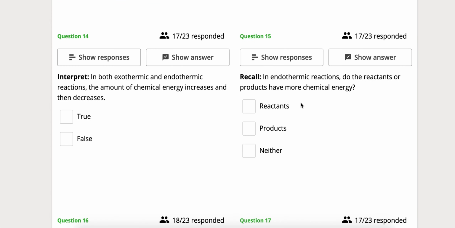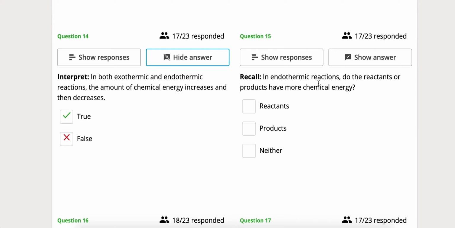So, based on the above, for question 14, in both endothermic and exothermic reactions, the amount of chemical energy increases and then decreases. What we are looking for here is that this is actually true. The reason is that all chemical reactions require activation energy, which is energy from the surroundings that goes into chemical form as bonds break. So chemical energy always increases first. Then chemical energy lowers as these new bonds are formed.